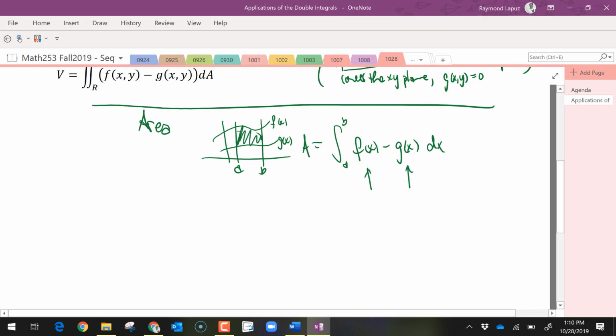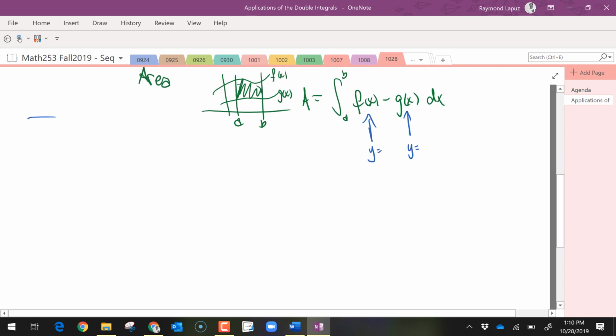So maybe use a different color. Maybe look at f of x and g of x as y values and then bring it up a level. And then imagine that this is an area on the region that we're looking at. And remember how we used to find the area of the region we're looking at? We draw a line parallel to the y-axis, and then you go in, and you hit g of x first, and then f of x, and then your y limits are going to be those functions, and your outer limits are going to be constants.